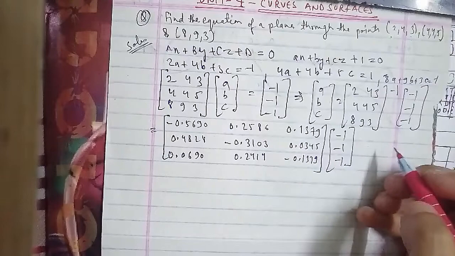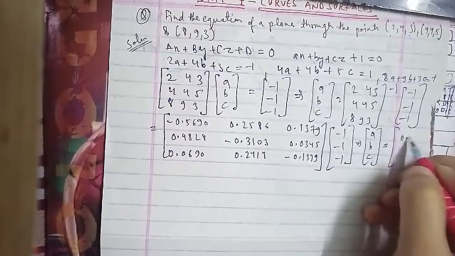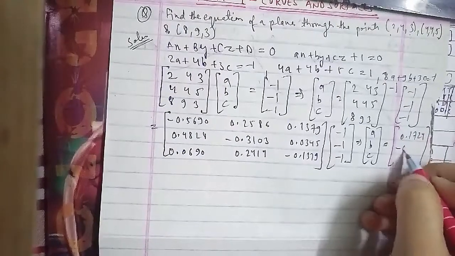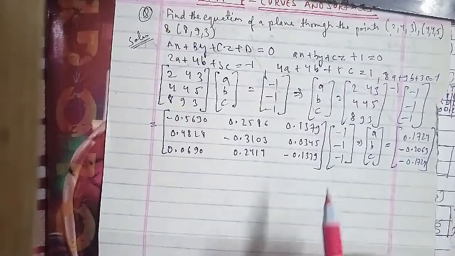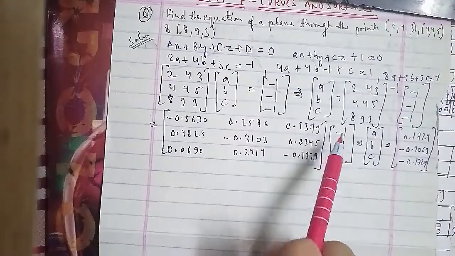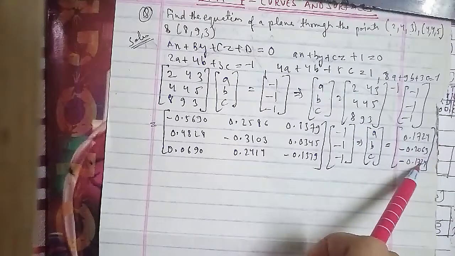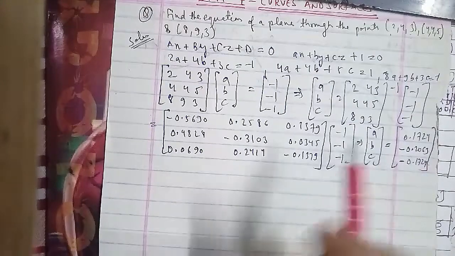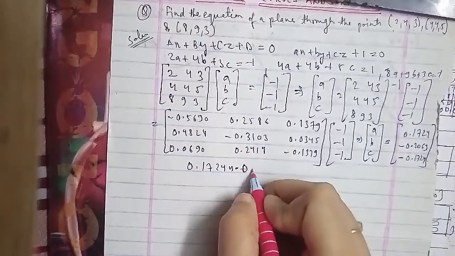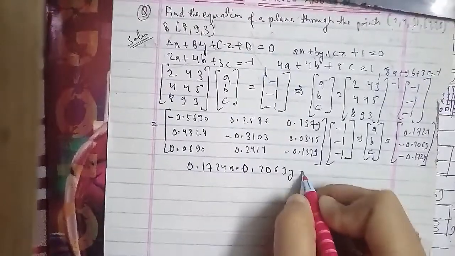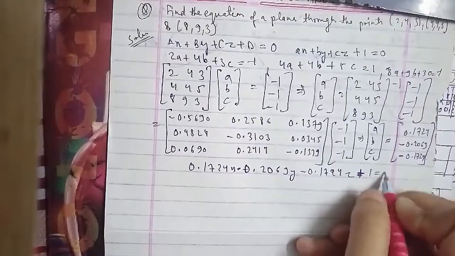So here we find that [a, b, c] equals 0.1724, -0.2069 and -0.1724. Now the equation of the plane is 0.1724x - 0.2069y - 0.1724z + 1 = 0.